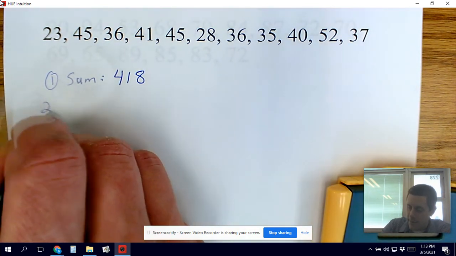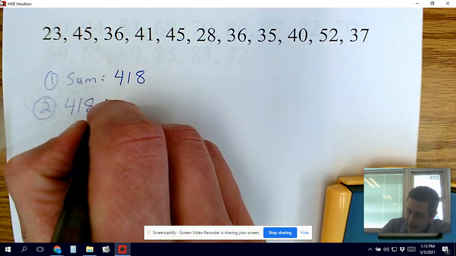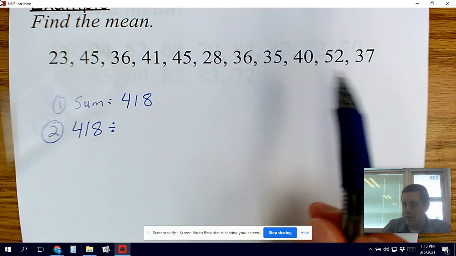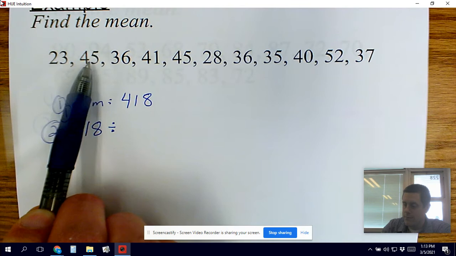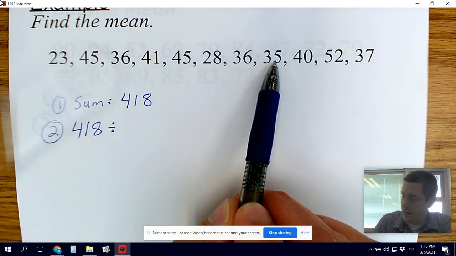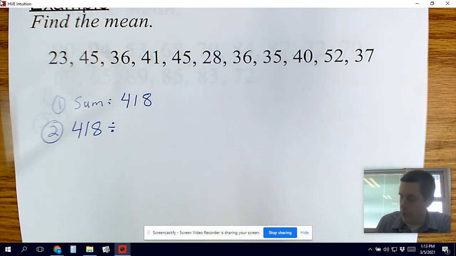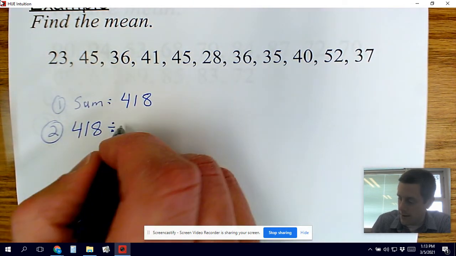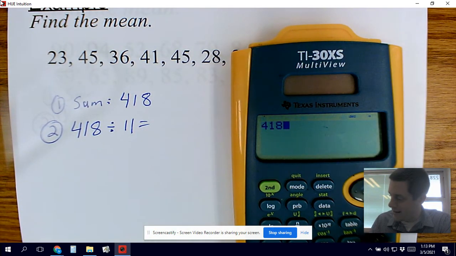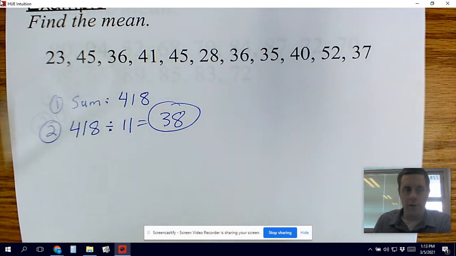And now our second step, we're going to take our sum, which is 418, and we are going to divide it by the number of elements in the data set. That means how many data points did we add together? So we have 1, 2, 3, 4, 5, 6, 7, 8, 9, 10, 11. 11 elements or 11 data points in this set. So to calculate the mean, we take our sum and we divide it by 11. So on your calculators, 418 divided by 11, and you should get a mean or an average of 38.